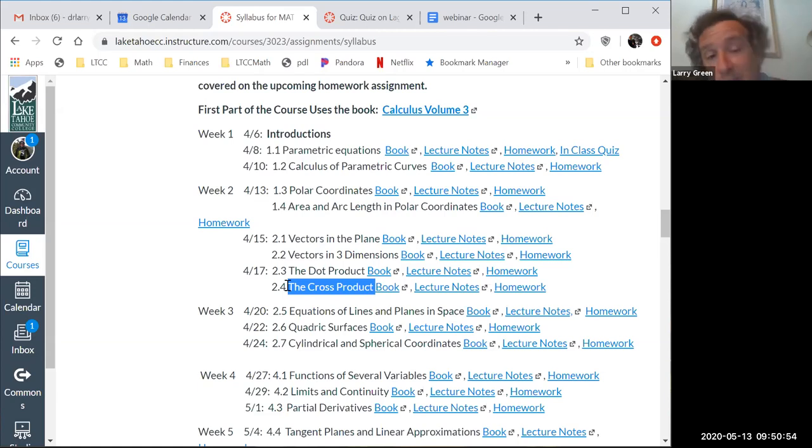Okay, but there are some things you need to know about the cross product. One is that if you take the cross product, you get a new vector, not a number. What can you say about that vector? How does it relate to the other 2 vectors?